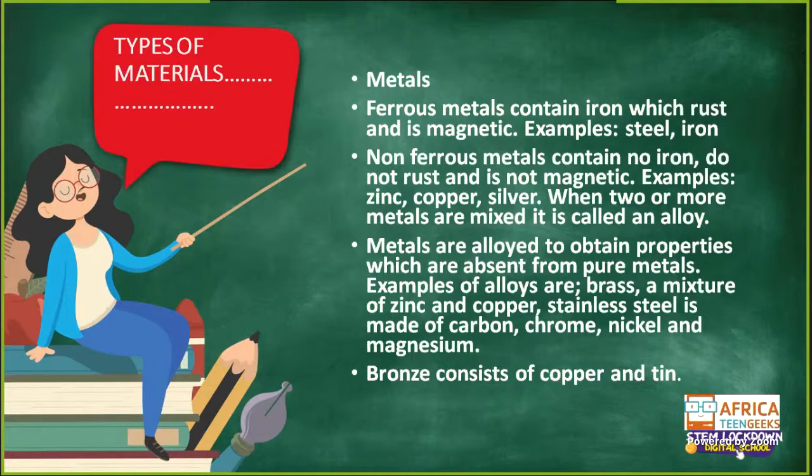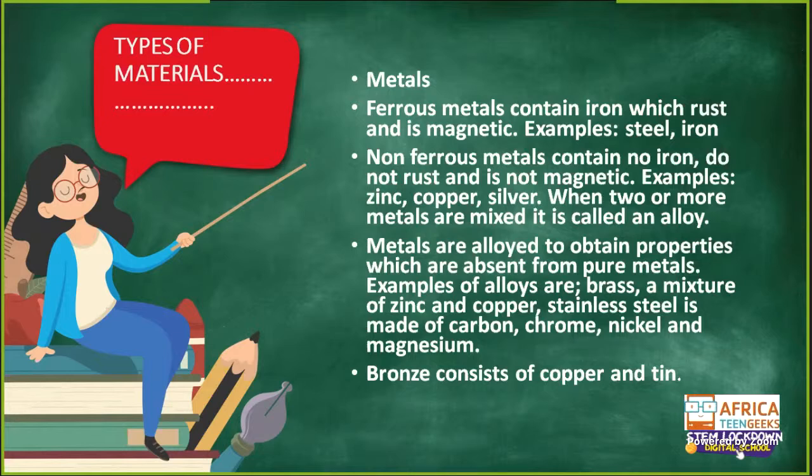So let's continue. But remember, when we have two or more metals that are mixed together or combined, then we get an alloy. So an alloy is simply the combination of two or more metals. Now, when you combine these metals and get an alloy, they obtain certain properties. That alloy will have a property of one of the metals and another property of another of the metals that you have put together.